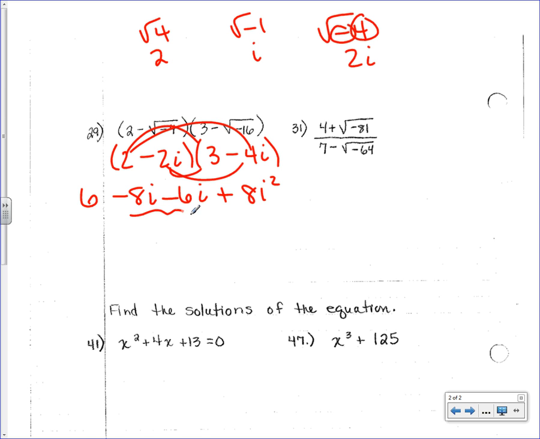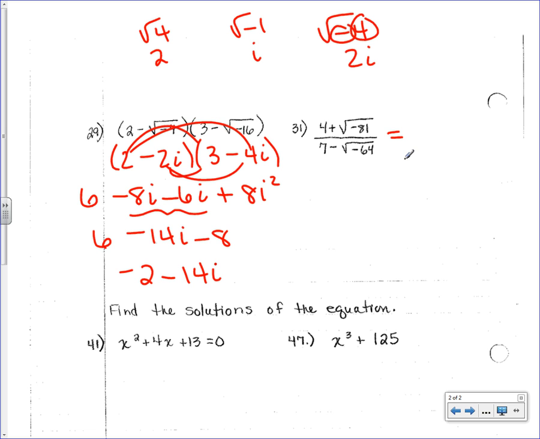And then we're going to combine like terms in the middle. So it's going to be 6 minus 14i. i squared is negative 1, so this becomes a negative 8. Right? And then 6 minus 8 is negative 2. We still have the minus 14i. You always put the i at the end. That's all we can do. Did I lose anybody? Anybody confused at all? Okay, great. On 31, what would we do first?